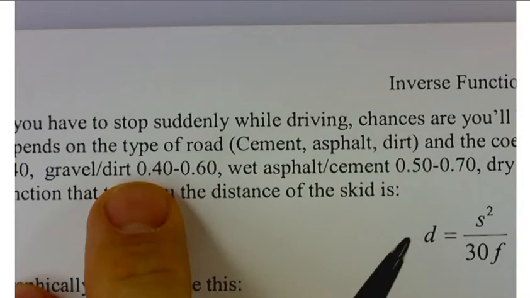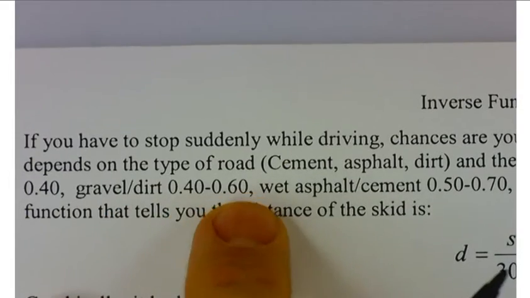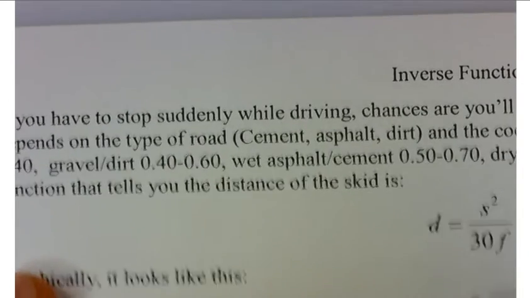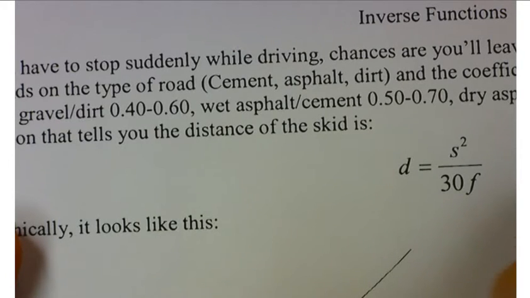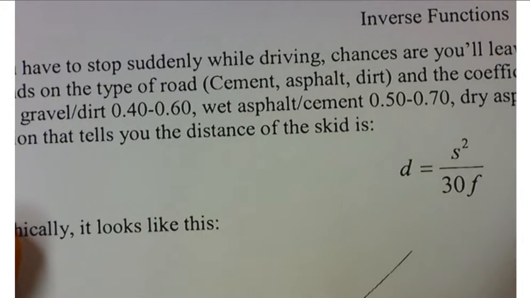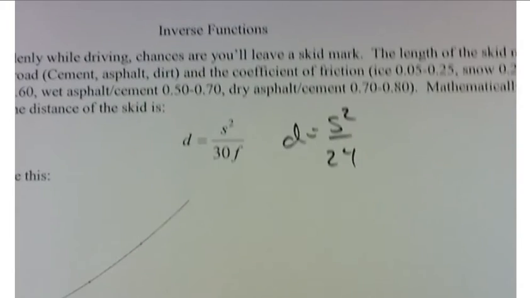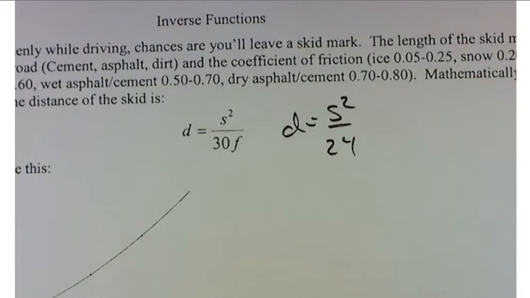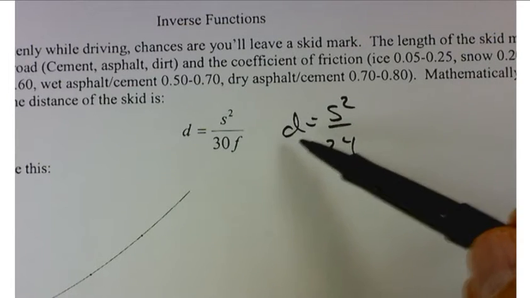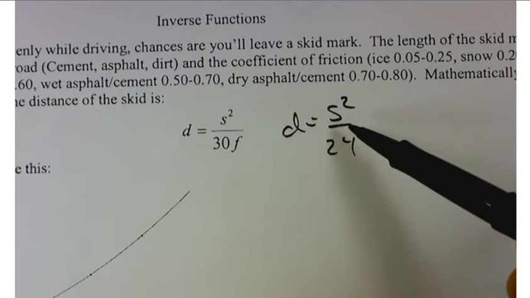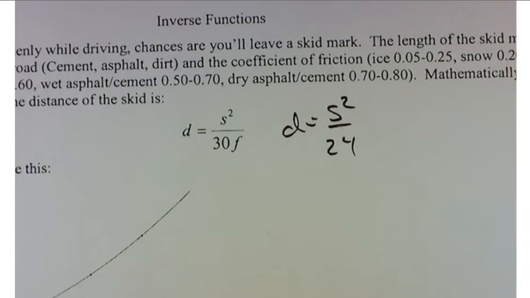So in this example, to create this, I regarded this as being on gravel or dirt and used the high end of this. I used 0.6. So we're going to use d equals s squared divided by 24. That's the formula I used to create this data set. So our goal is to figure out, if I know what the distance is, how can that tell me what the speed is? So let's rewrite these things.